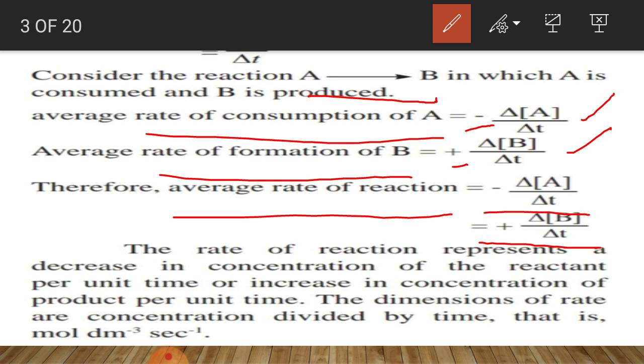So this is our average rate of chemical reaction, and the dimension of rate is mole per dm cube per second. This is the dimension for the average rate of chemical reaction.